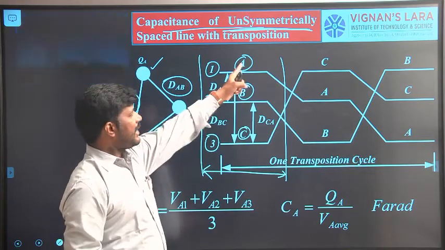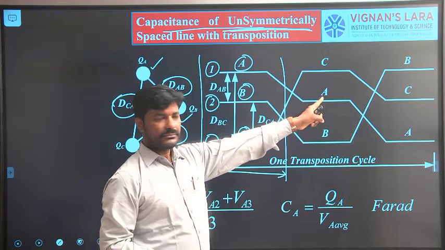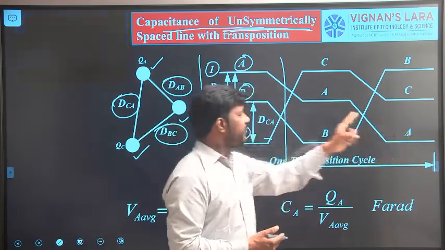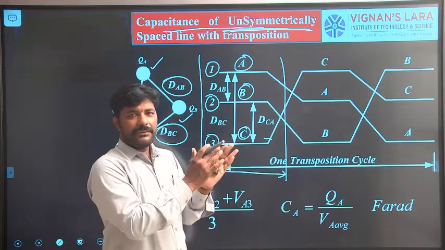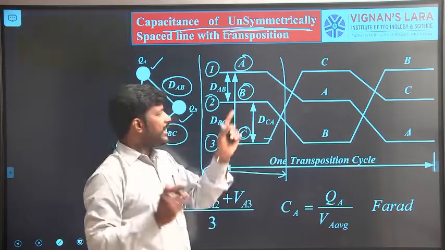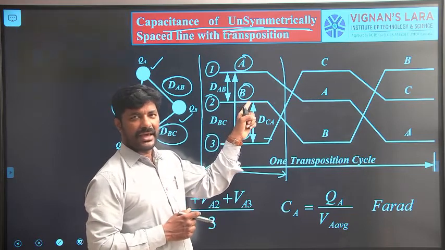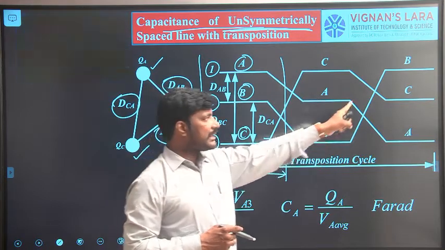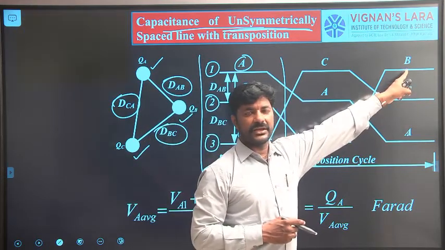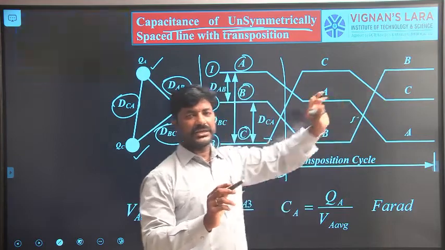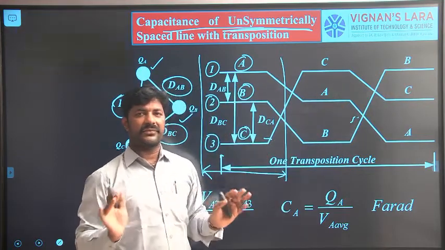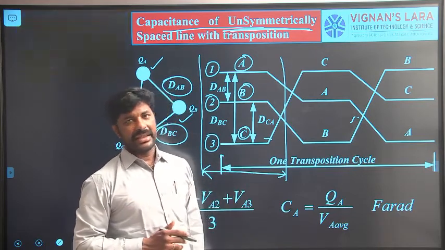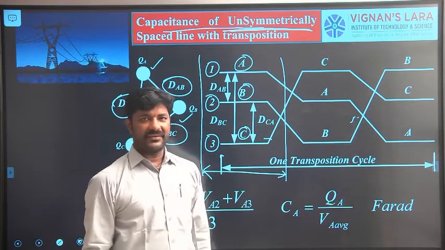So A will be coming to the middle position. The same A will be going to the last position in the next third section. If you check conductor B, it will be running over a period of time in position 2, that is 1/3 of the barrel length. In the second section, it occupies the bottom, and in the third section, it occupies the top position. This means the position of the conductor changes at regular intervals of time in order to avoid the drawback of unsymmetrically spaced lines. Anyhow, this was discussed in the previous classes also.